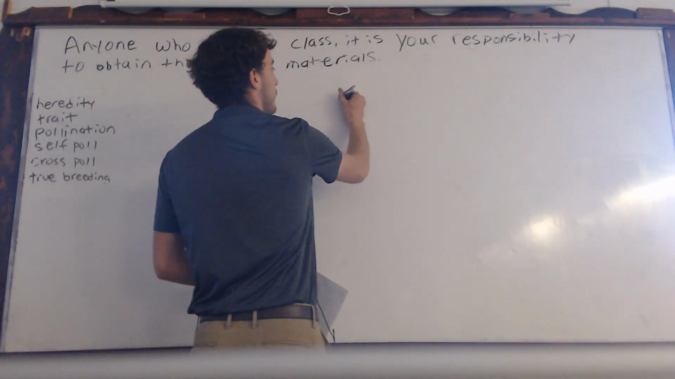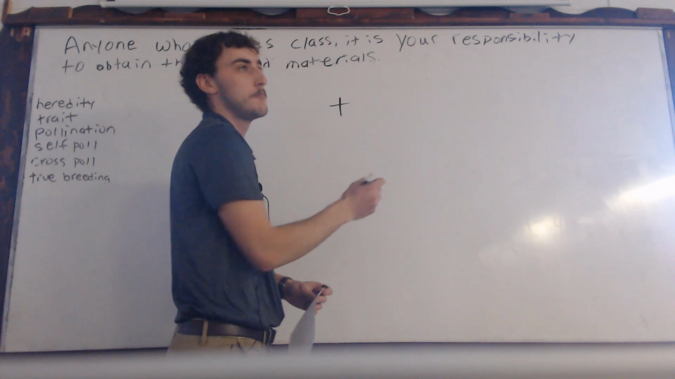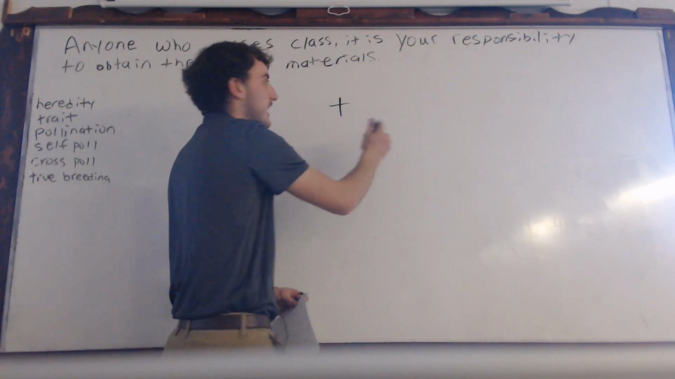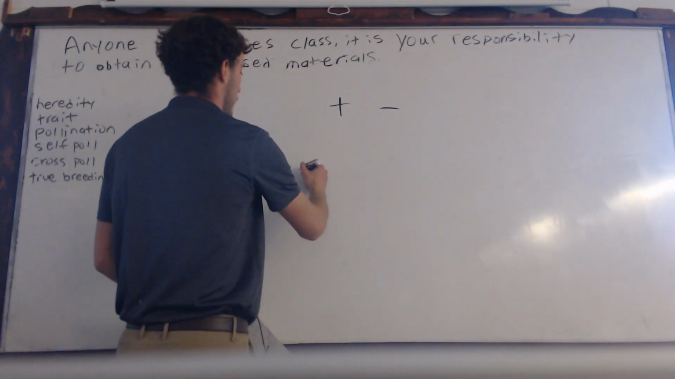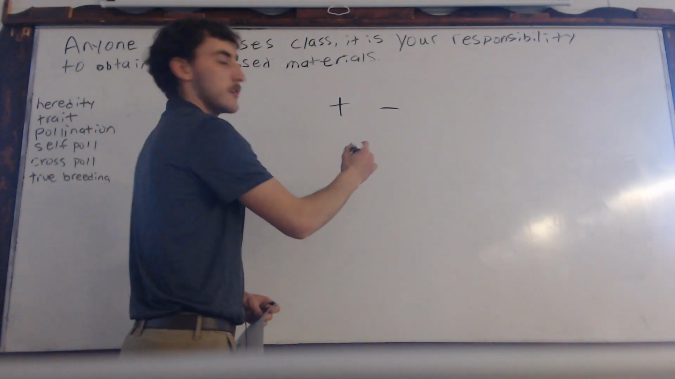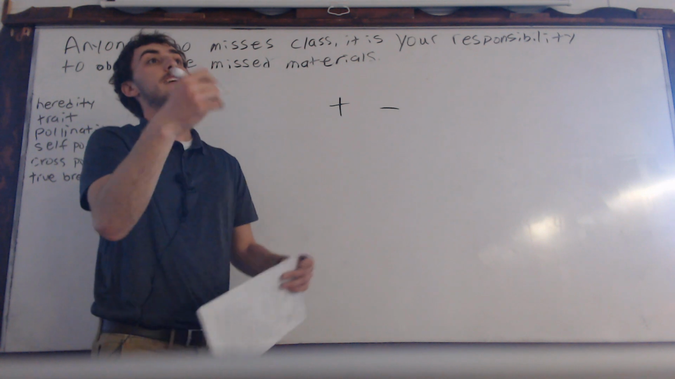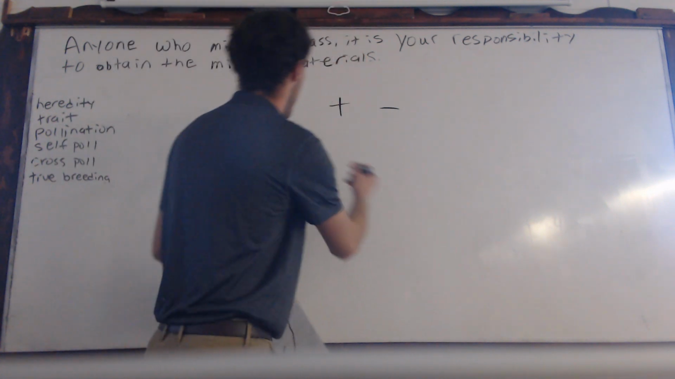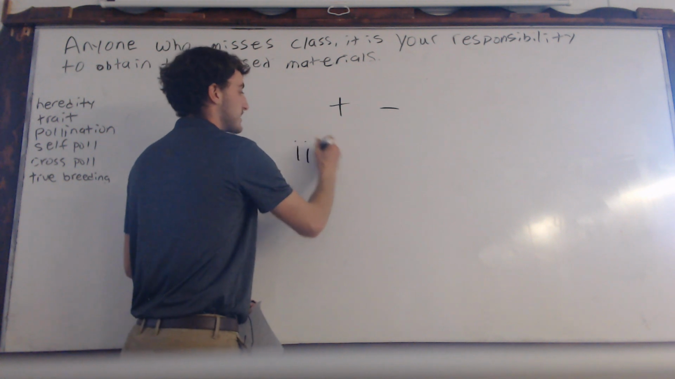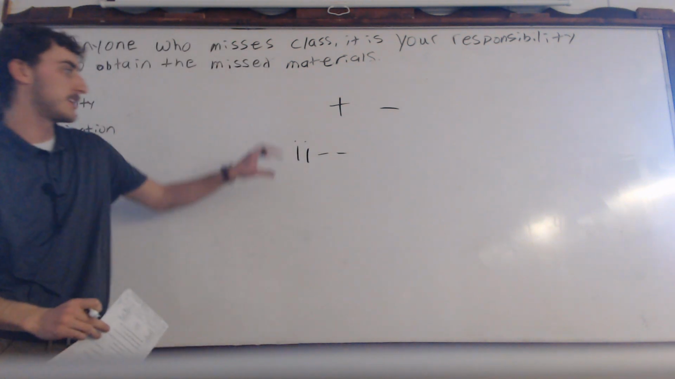So if positive is dominant, negative is recessive. Okay, so it would be a dihybrid cross. So the genotype, if I did me, is going to look like this. That's my genotype for my blood.